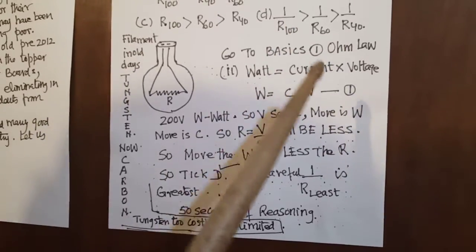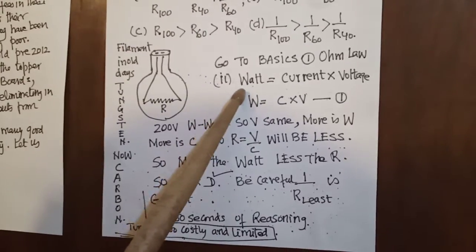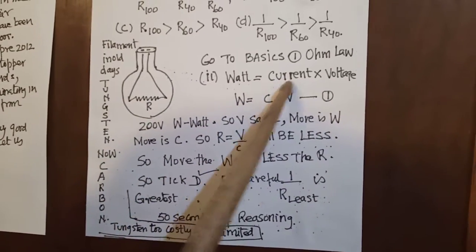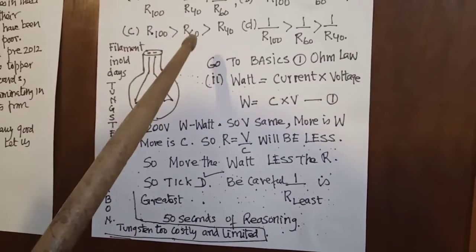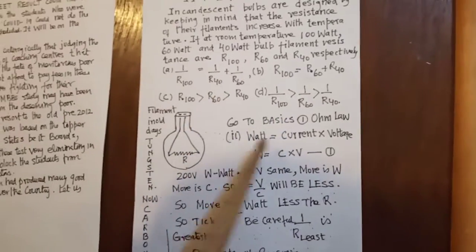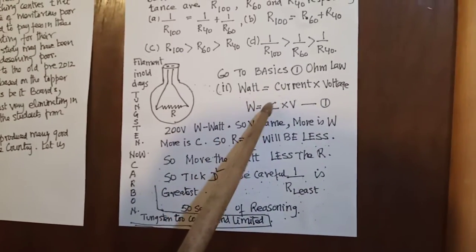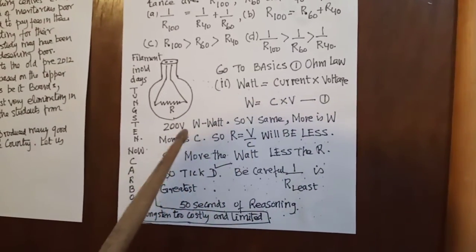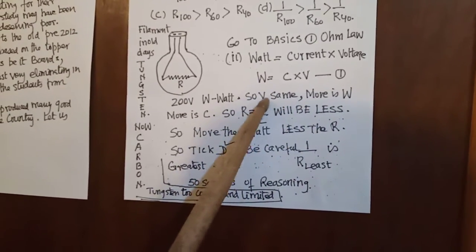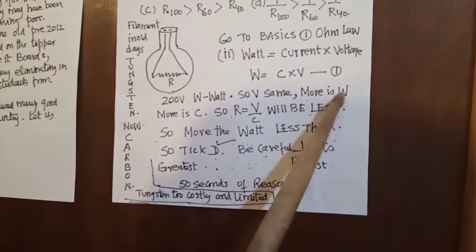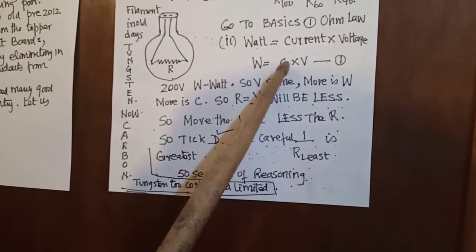Don't be nervous, just remember Ohm's law, basic Ohm's law, and then what? This is very important. What equation? Power is equal to current into voltage. So start from there. Let's say that the clock starts at 0 seconds. So what is equal to current into voltage? For the same voltage, the more the watt, the more will be the current.